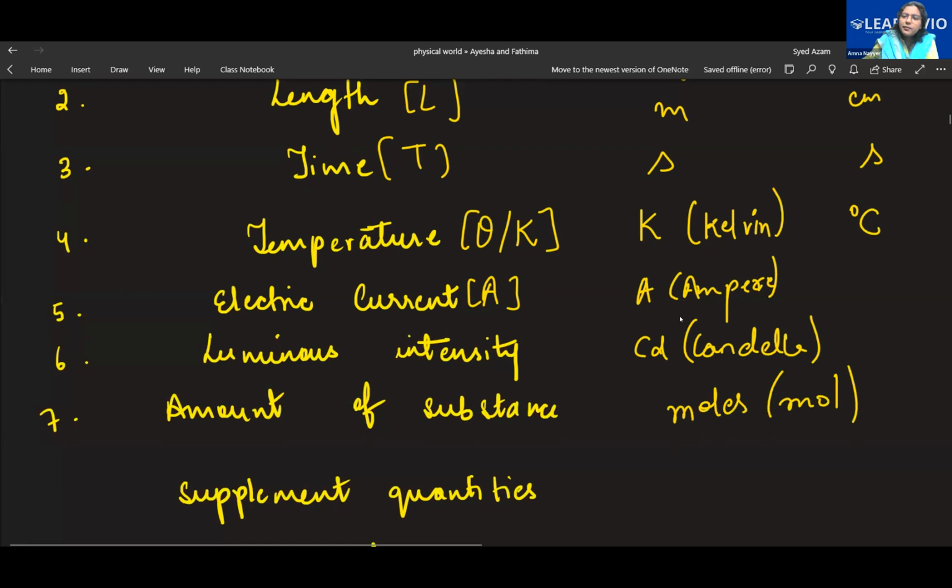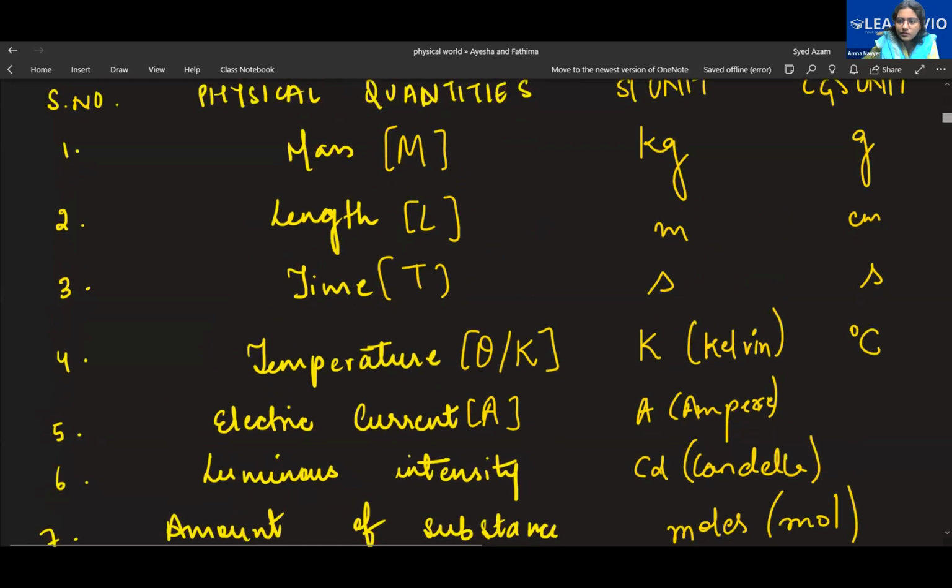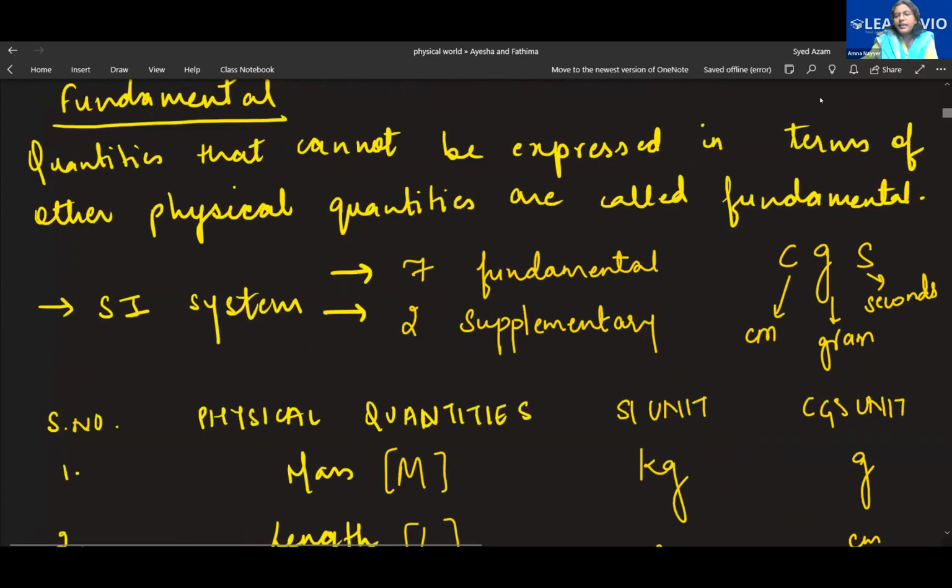Is this table clear to both of you, Aisha and Fatma? Yes. Yes, ma'am. Okay. So please start writing from here. Just text me done in the chat box. Then I'll discuss those 2 supplementary quantities after that. Okay.